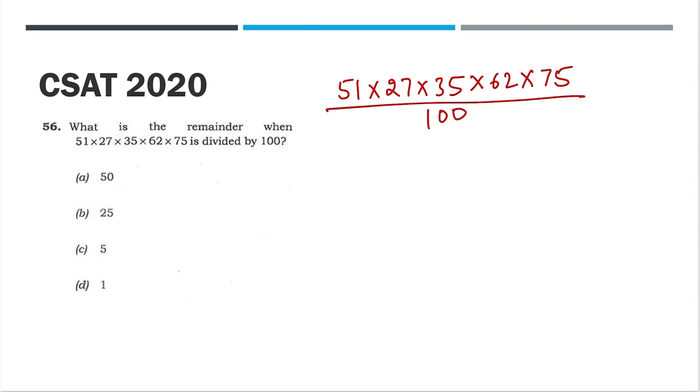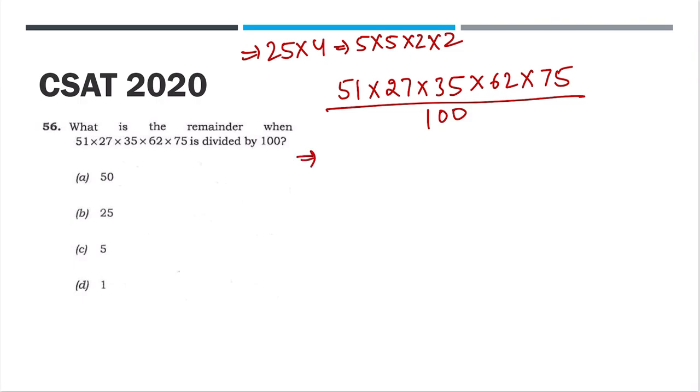You understand? If we are able to extract 100, that means it is going to be completely divisible by 100. Then it will give me an answer of 0, right? Try. So to get 100 in the numerator, we need 25 into 4. That will be 100, meaning 5 into 5 into 2 into 2. I hope this is clear. Try to extract 2 fives and 2 twos, and they all will form 100.